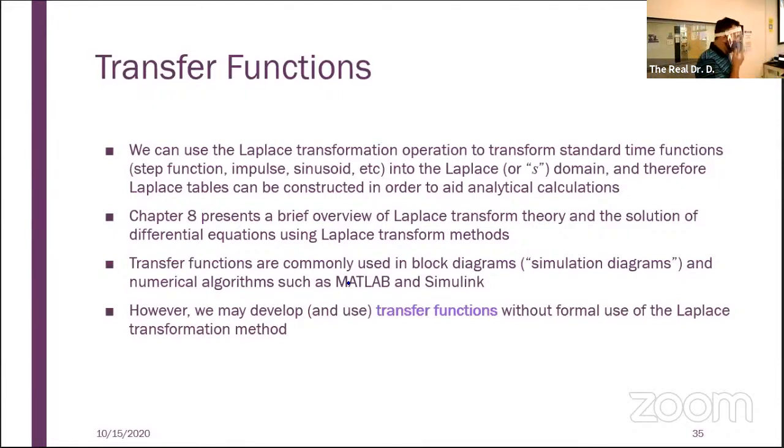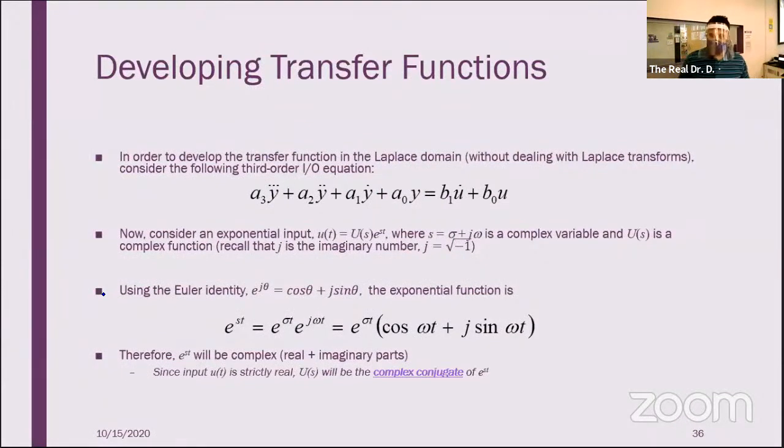Turns out, though, that we can sidestep the Laplace transform to create a transfer function. These are called time domain transfer functions. So in general, how do we develop a transfer function?